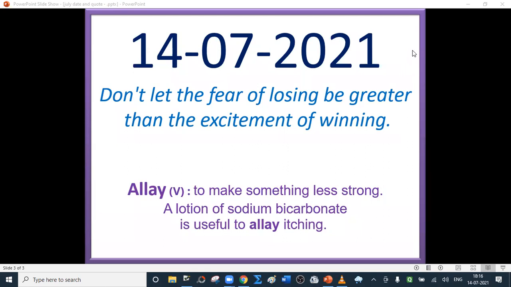Today's word is allay. To make something less strong. A lotion of sodium bicarbonate is useful to allay itching, or we may say, expect a breeze to allay the heat.